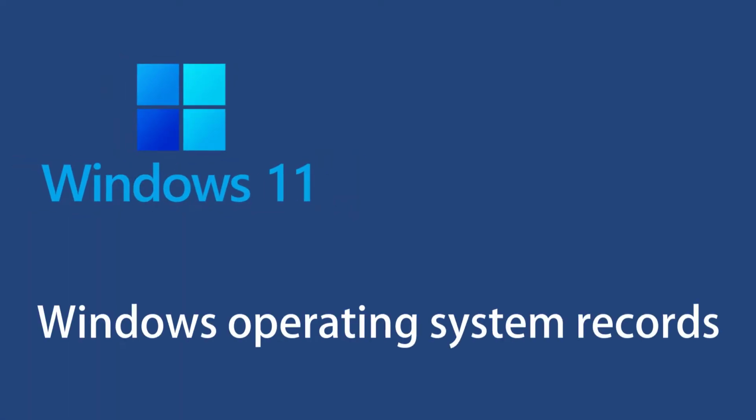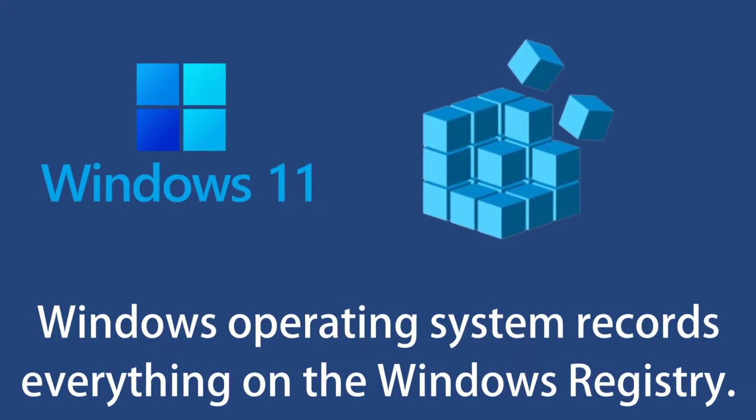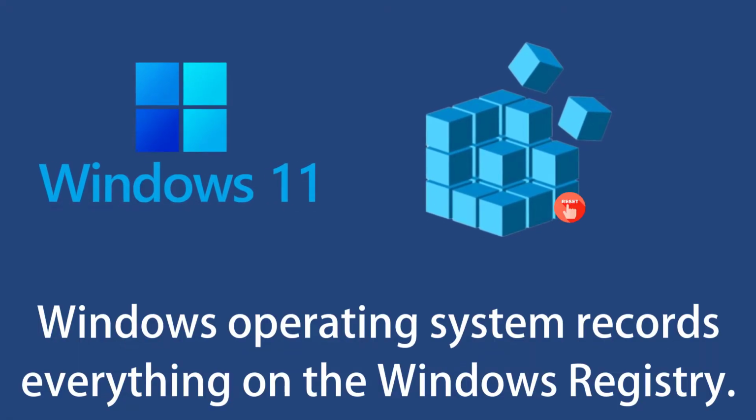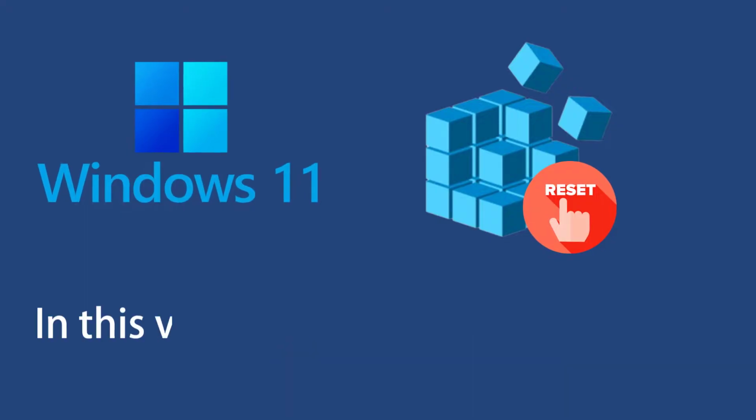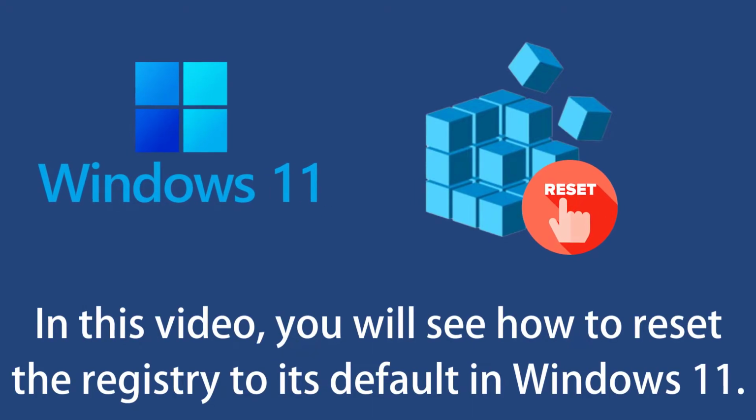Windows operating system records everything on the Windows registry. As you keep progressing and using Windows, the registry gets flooded. Also, if you have made any incorrect changes to the registry, it will display errors. In all these cases, you can reset the registry to default. So in this video, you will see how to reset the registry to its default in Windows 11.